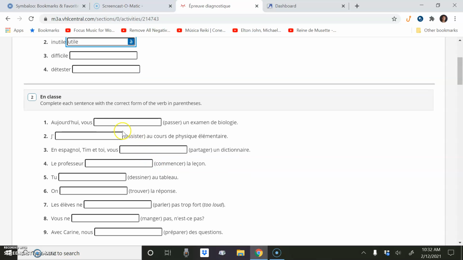Part 2 of diagnostique. Complete each sentence with the correct form of the verb in parentheses. So you take the verb, and we're going to conjugate. Do you remember how to conjugate? Hopefully you made a chart. These are all ER verbs.